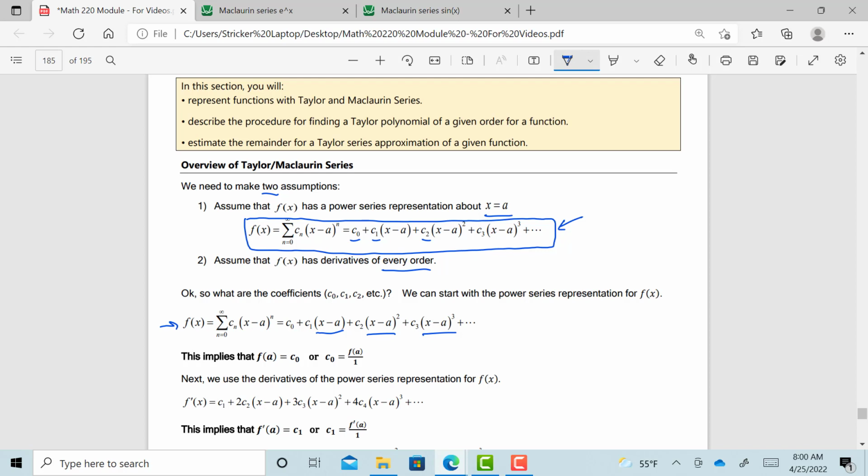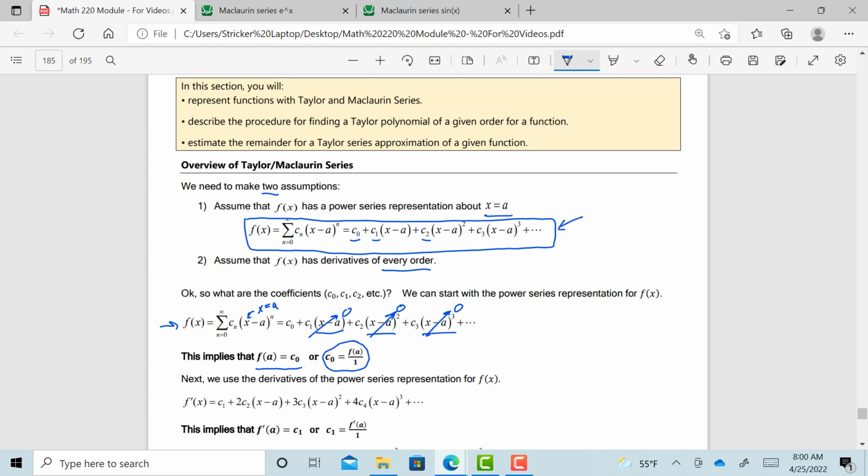So what happens then if we plug a in for x? If we let x equal a, every one of these terms is going to go to 0, right? Boom, boom, those all go to 0 except the first term. So we can say that f of a is equal to C0. And if we solve for C0, that means that C0 is equal to f of a over 1.